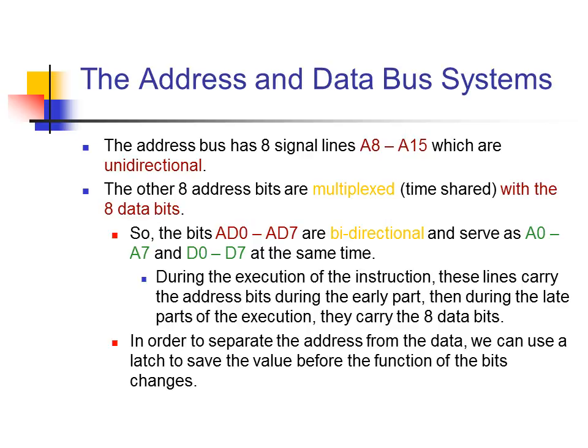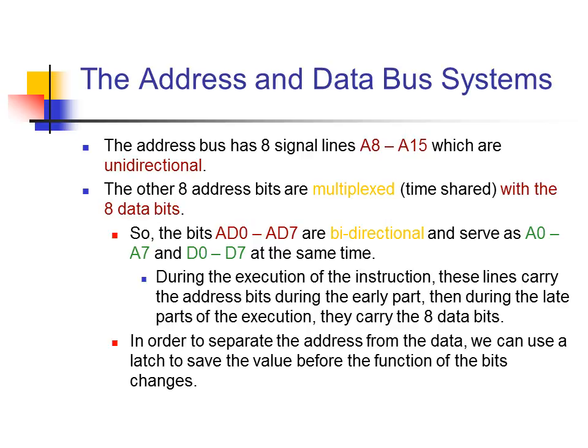That is, the lower order address lines and the data lines, A0 to A7 and D0 to D7, are multiplexed together to form AD0 to AD7, which are bidirectional and serve as A0 to A7 and D0 to D7 at the same time. During the execution of an instruction, these lines carry the address bits during the early part, and during the later part of execution, they carry the 8 bits of data.